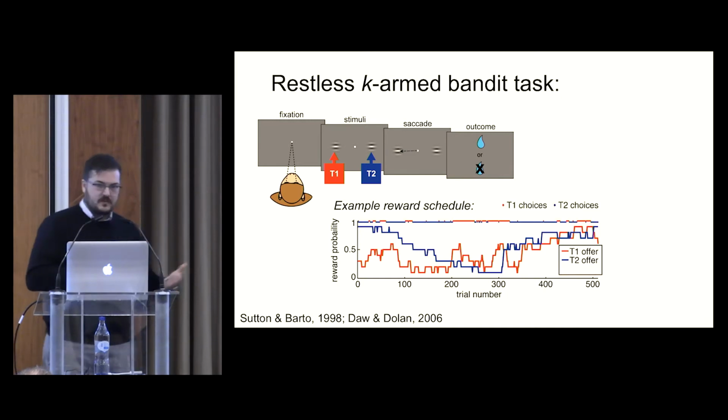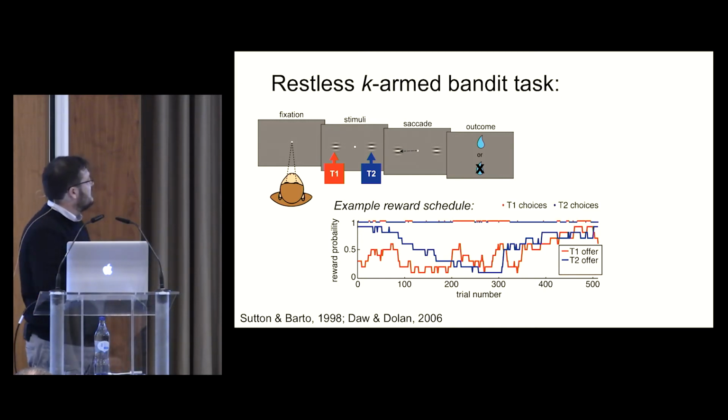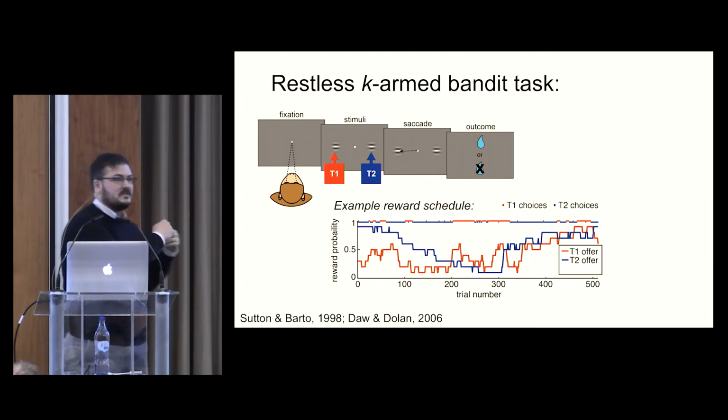And that's exactly what the monkeys do in this task. I've put up a bunch of little dots here illustrating what choice the monkeys actually made. And you can see that when target 2 started out good, he chose target 2 fairly frequently. But at no point do they just end up only choosing target 2.